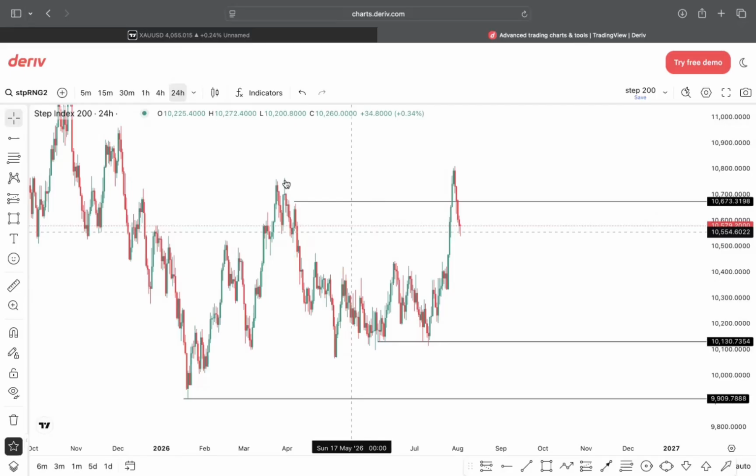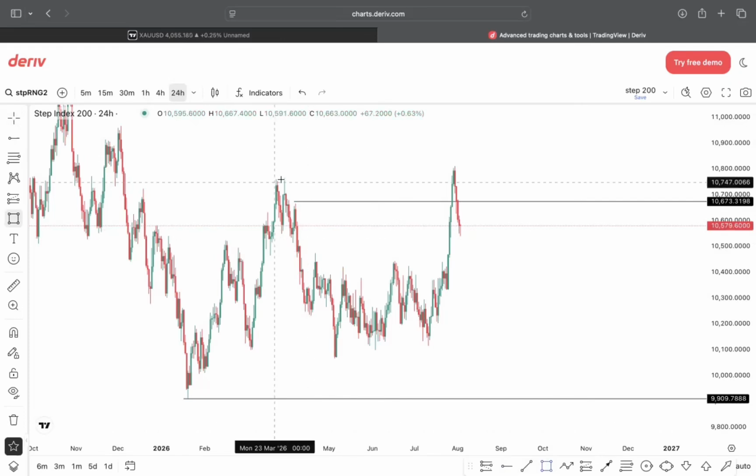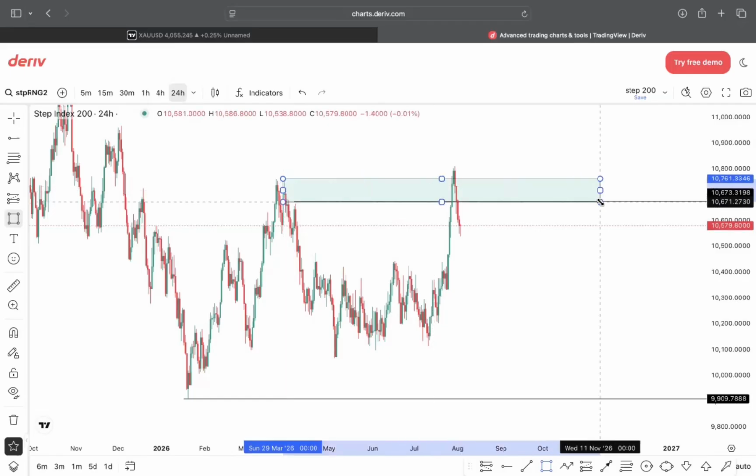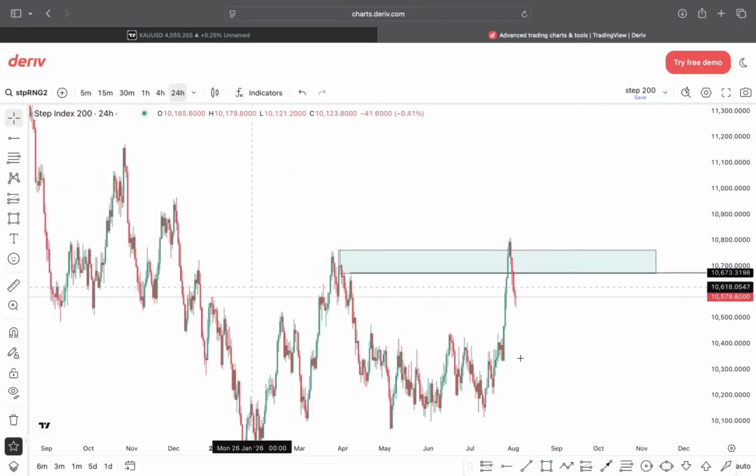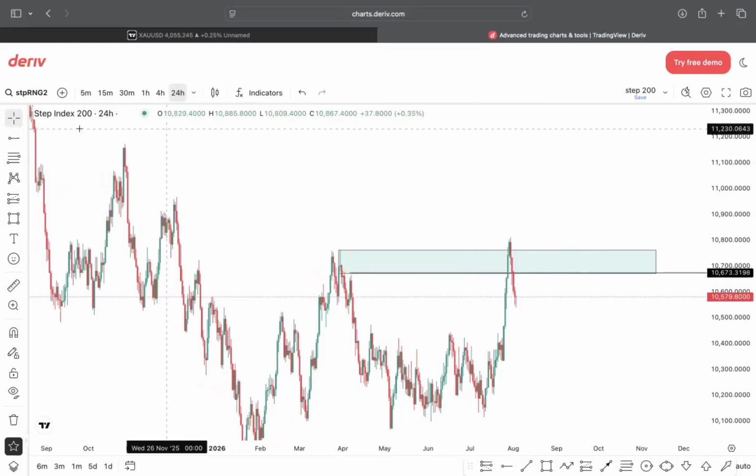Okay. So Step 200 is buying, but it's currently respecting a contrary POI here. So the best thing that you need to do is to wait for the POI to be invalidated, and then you look for the buys.